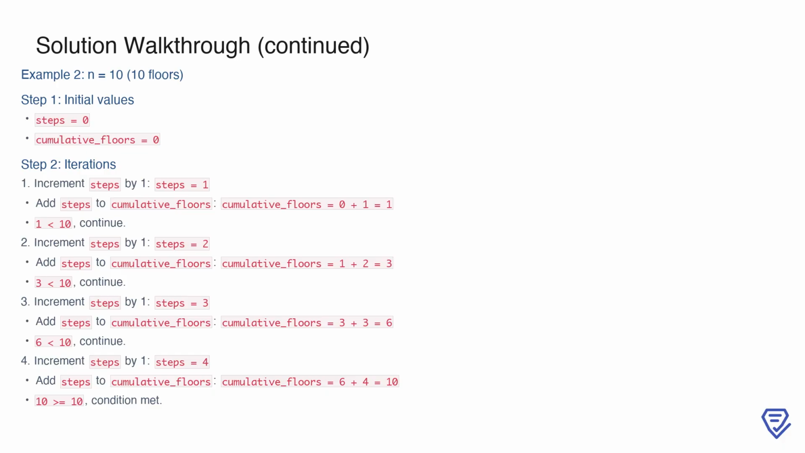In the third iteration, we increment the steps to 3, and the cumulative floors now total 6. This is still less than 10, so we move forward. In the fourth iteration, we increment the steps to 4, and the cumulative floors reach 10. At this point, the cumulative floors are equal to the total number of floors, so the condition is met. The minimum number of steps required to solve this case is 4.